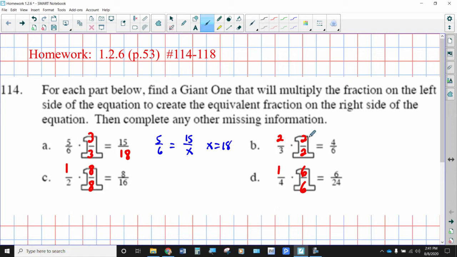Here, same idea, but we're going to work in reverse. 3 times 2 is 6, so something times 2 has to give us 4. That means this has to be a 2. Working in reverse, 2 times 8 is 16, so something times 8 gives us 8. That has to be 1. And 4 times 6 is 24, so something times 6 will give us 6. That ends up having to be a 1.